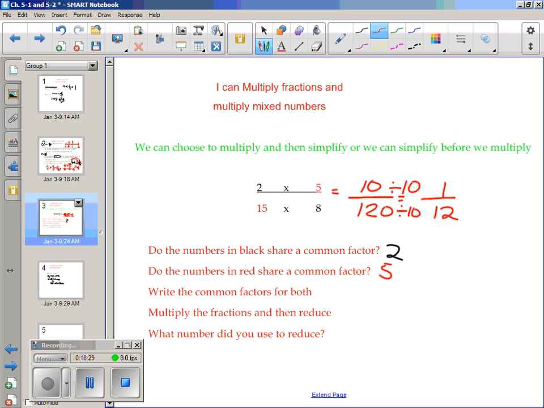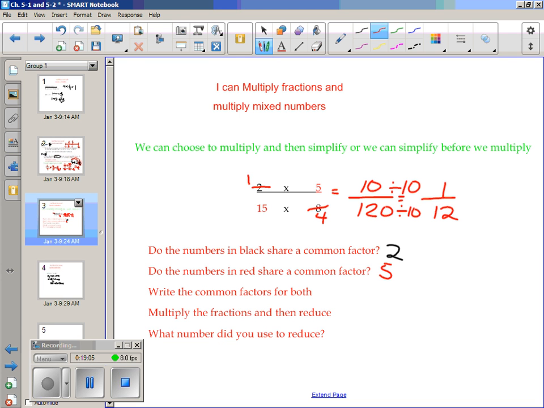But watch how I'm going to simplify and take out 10 right away. 2 and 8 share a common factor of 2. Is that right? That means when we multiply both the top and the bottom, we're going to have a common factor of 2. Does everybody see that we can take 2 out of both 10 and 120? Okay? So if we look at these cross products here, we can simplify and take out the 2's right away. 2 divided by 2 is 1. 8 divided by 2 is 4.